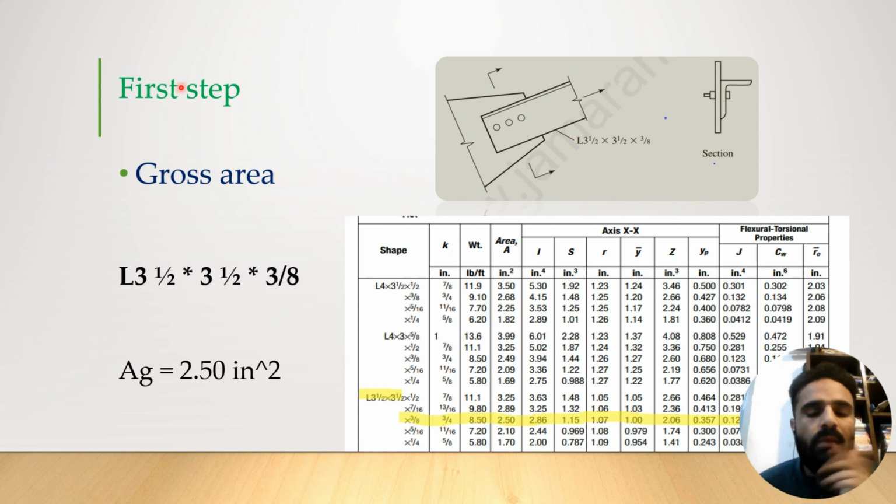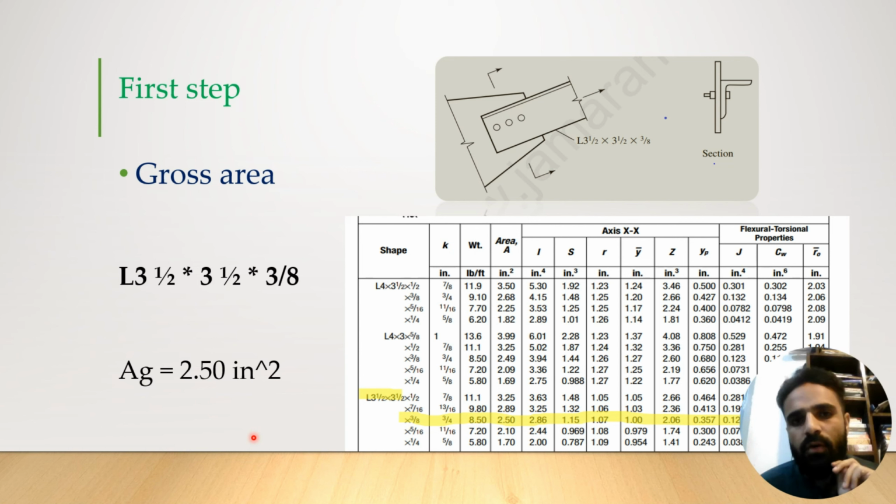So this will be the first step. Remember, this is the first step for finding the gross area for this section. We directly go to the steel manual, select the shape of structural steel, and then in the area column we will get the area for that shape. Here in our case the area is 2.5 inch square. This is the first step for solving the effective area.